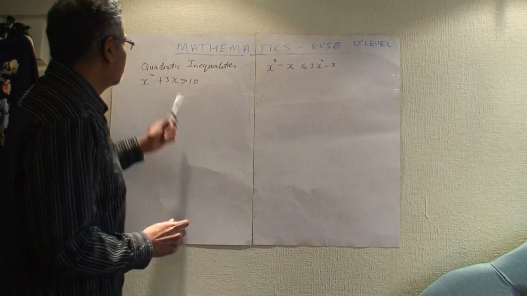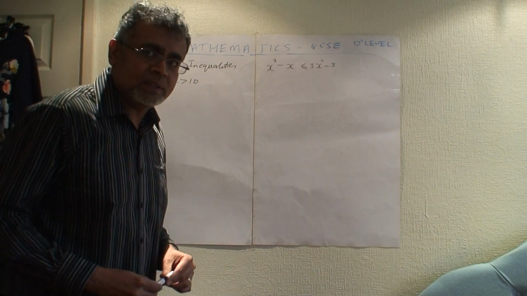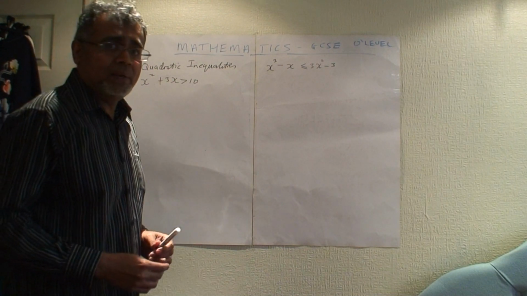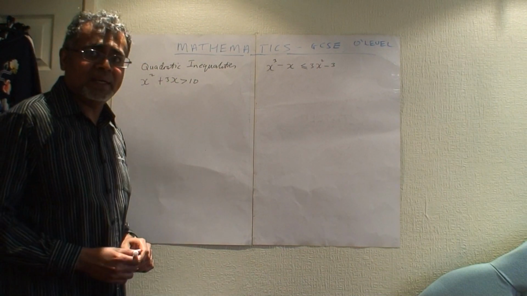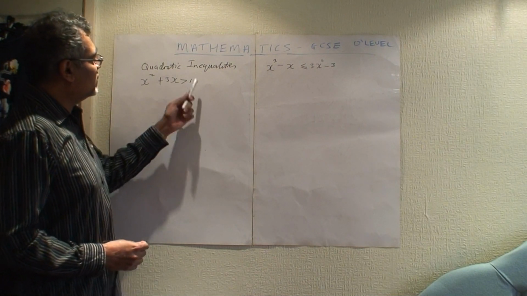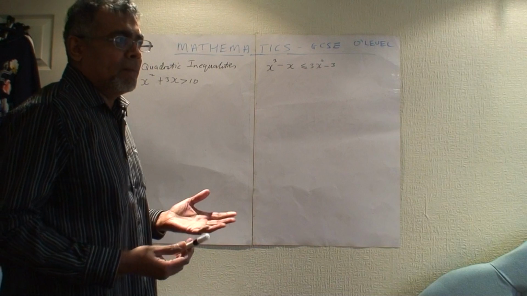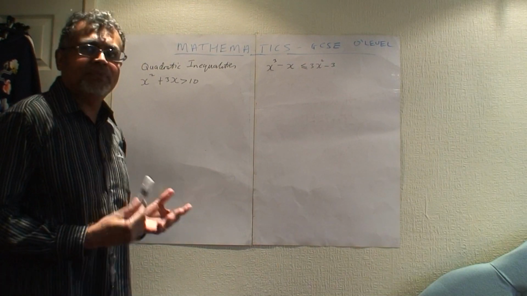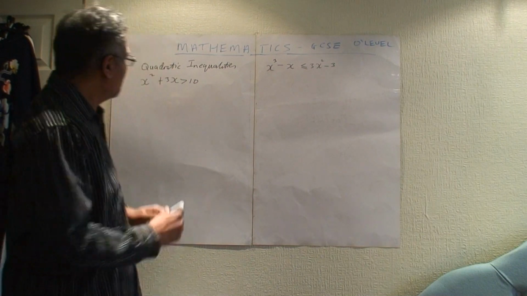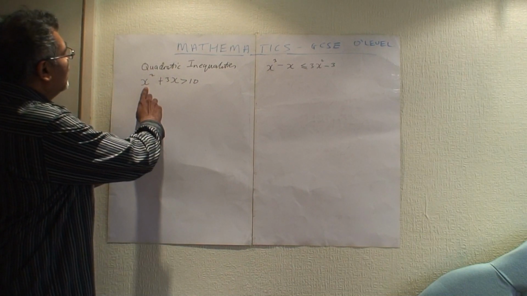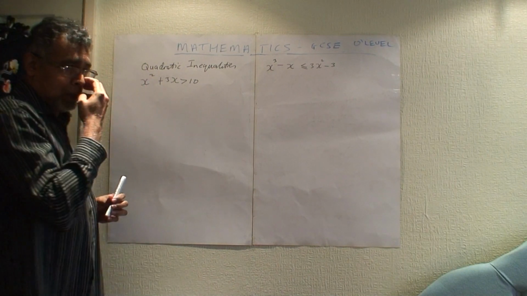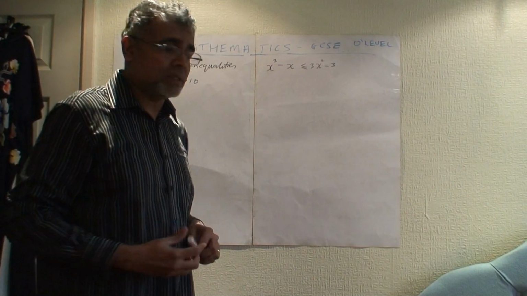Today we're going to talk about quadratic inequalities. Now we know this is an inequality because there is the greater than sign there. That means this side is greater than this side, and both sides of the greater than sign have different values. We also know that it is a quadratic because of the x squared. Every time you see x squared, we know that it is a quadratic.